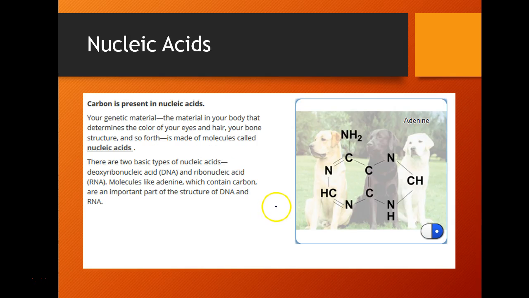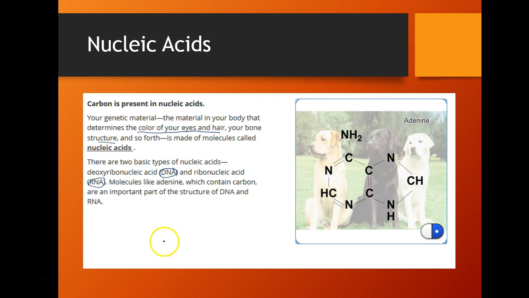And lastly, the last macromolecule that carbon is involved in is nucleic acids. So all of your genetic material, the material in your body that determines the color of your eyes and hair, your bone structure, and all your other physical characteristics are made up of molecules called nucleic acids. And the two main types of nucleic acids are called DNA and RNA.